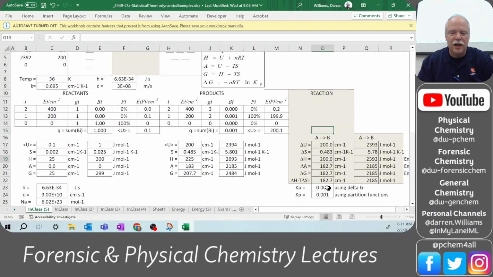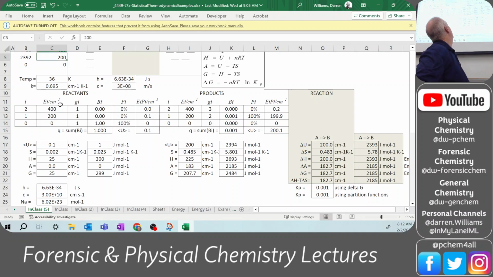And so look at our K. It's 0.001 because, again, the lowest energy level is on the reactant side. To go to the products, yes, we have more entropy, but it's up high and it's really endothermic. So it's not very spontaneous, but we're at 36 Kelvin. So let's go to 100.